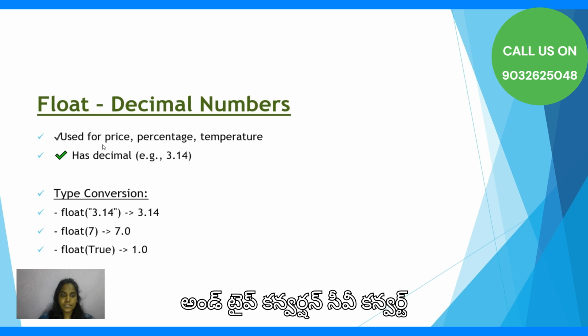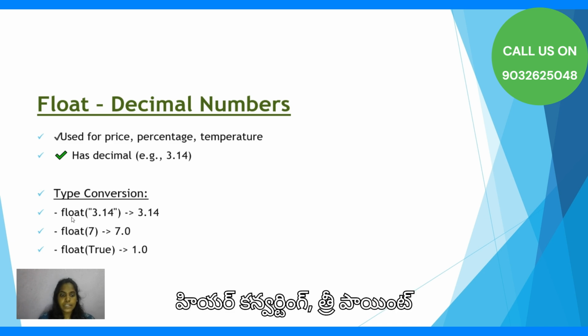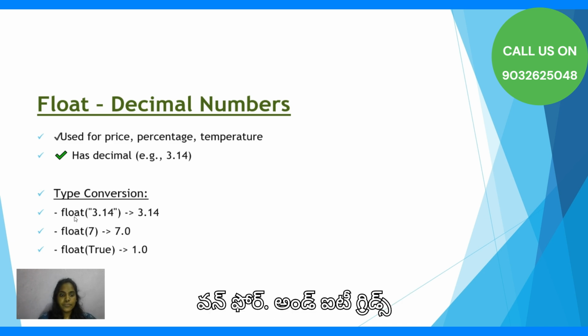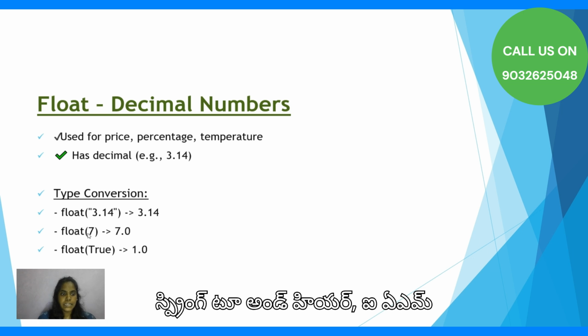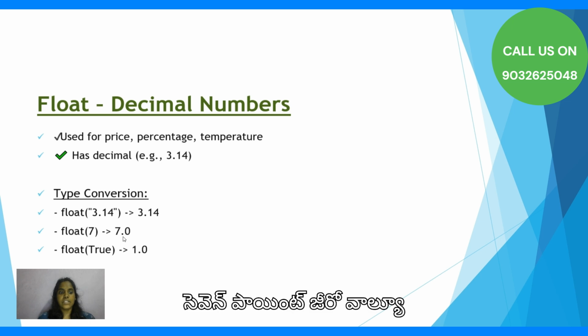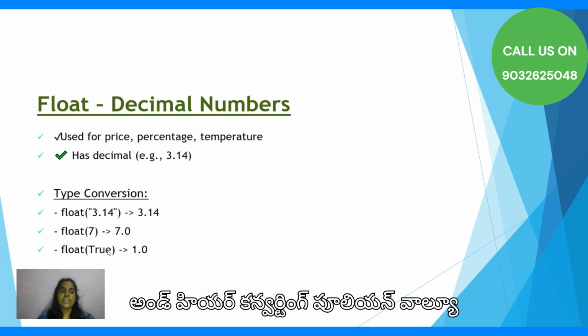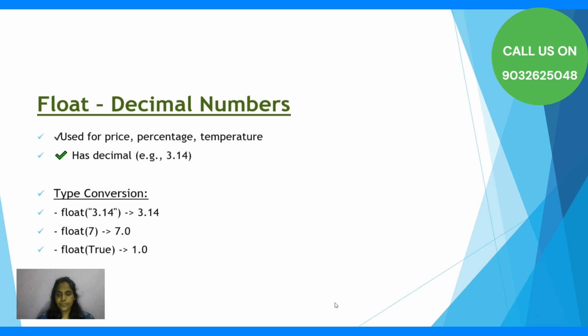And type conversion: we can convert other data types into float type. So here I'm converting a string 3.14 and it gives 3.14. We are converting string to float here. And here I'm converting integer to float and it gives 7.0. And here I'm converting a Boolean value into float format and it gives 1.0.